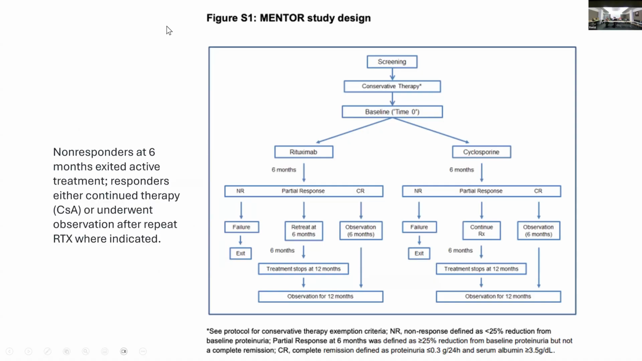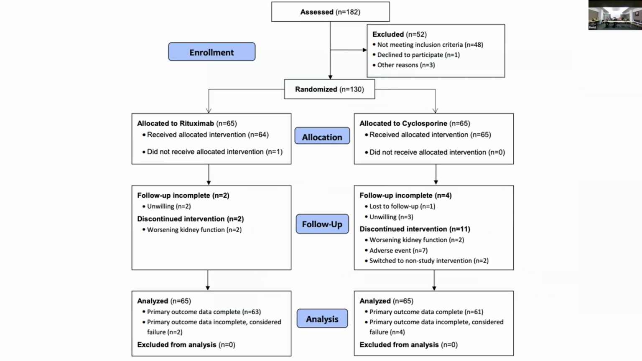And this was from the supplementals, of how they did it. So they did 6 months, and if you had some response or complete response, you were continued in the study. And if you had non-response or a reduction less than 25%, you were considered a failure of the treatment, and then you exit the study. And I'll talk about the people that exited the study.